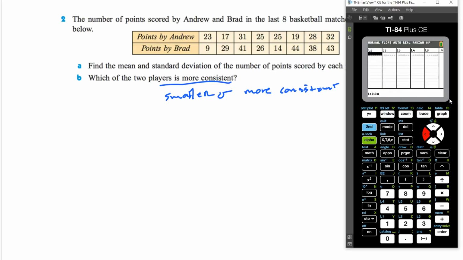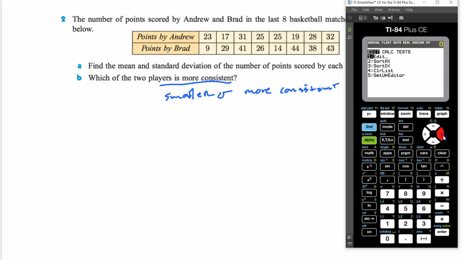So let's type in Andrew first, I guess. 23, 17, 31, 25, 25, 19, 28, 32. I'm going to go ahead and type in Brad while I'm here. 9, 29, 41, 26, 14, 44, 38, 43. Okay, then we're going to get out.